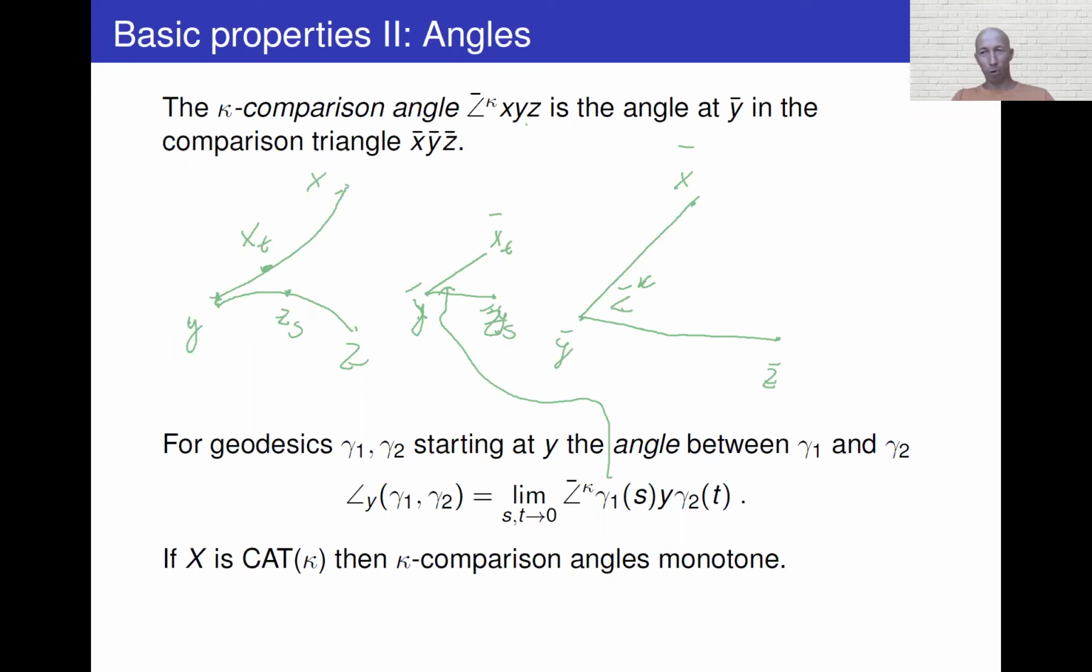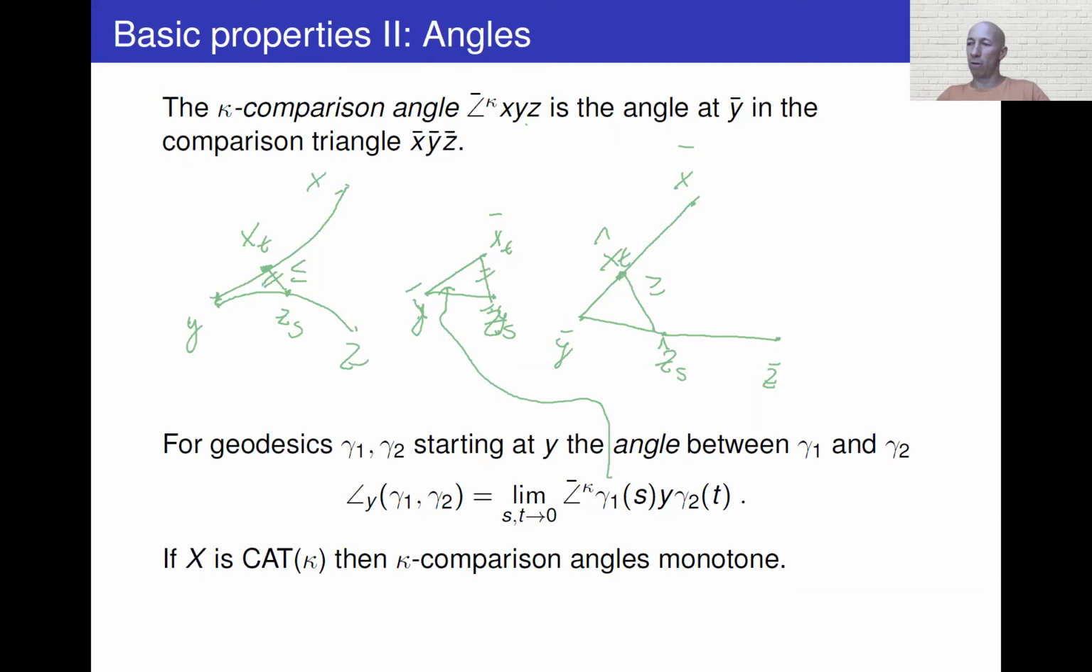At the end, we know that the angle is defined for all kappa, but using the kappa from the curvature bound is more natural. Now the kappa comparison angles are monotone. This is rather clear because, just by the very definition of CAT(kappa), the distance between x_t hat and z, and z and z_s hat, this one is larger than that, and here this is equal to that.